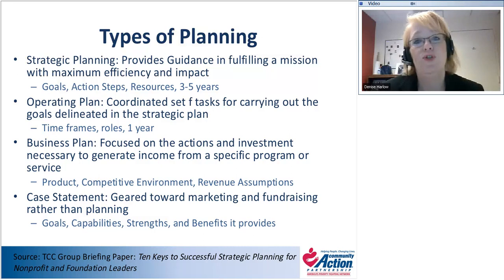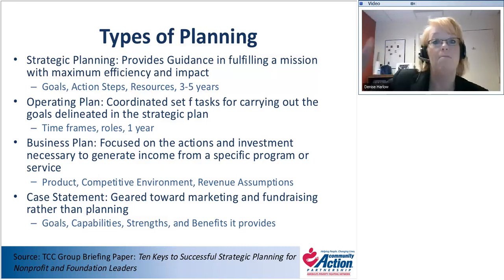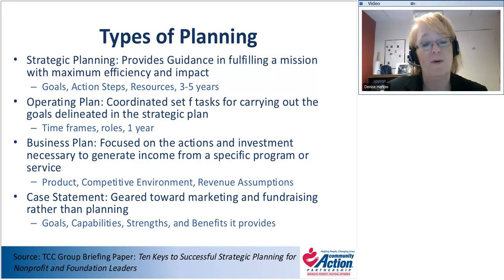And then oftentimes people do blend fund development planning with their strategic planning, and we talk about developing a mission and vision and values as part of your organization-wide strategic plan. A case statement, though, often is part of a fund development plan. It's really geared toward marketing, fundraising, really trying to encapsulate what you're looking to generate money for when you're going to donors. So again, this TCC paper is a very useful document. I would encourage you to Google that.